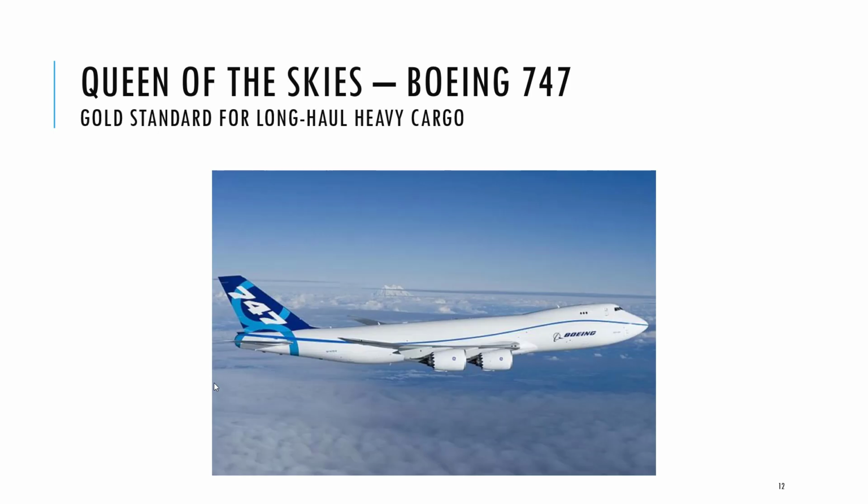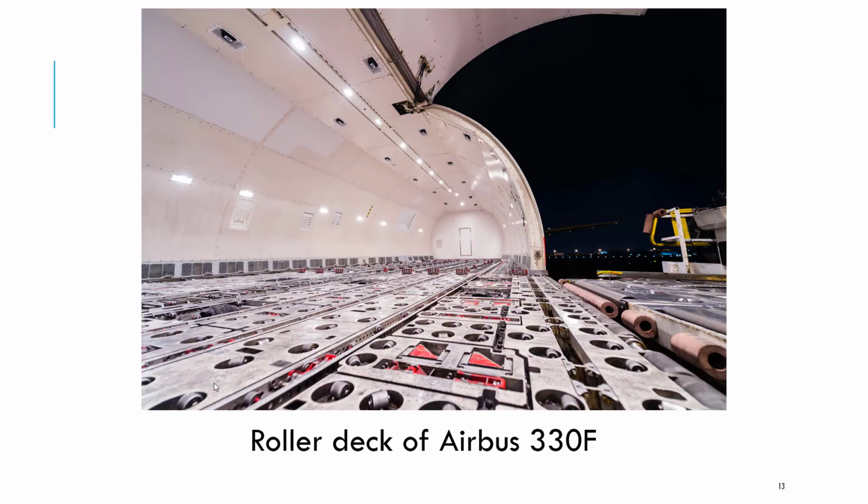Here's a Boeing 747. This guy is called the Queen of the Skies. It's the gold standard for long-haul heavy cargo. And this is just Boeing's. I think I took this from Boeing. Yeah, that's the Washington Monument, the mountain in Washington out in the background there. This is the most common cargo air freighter out there.